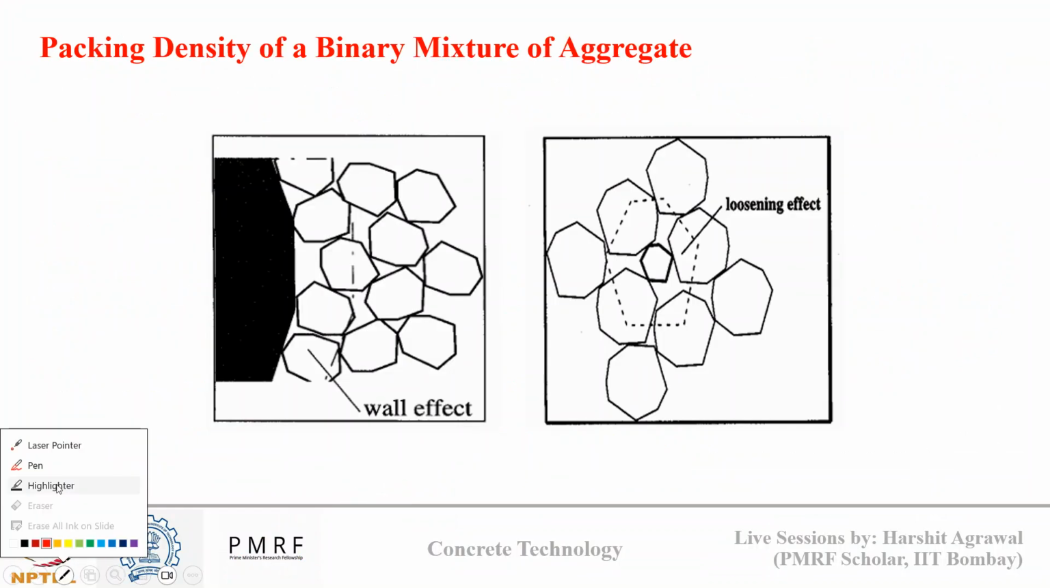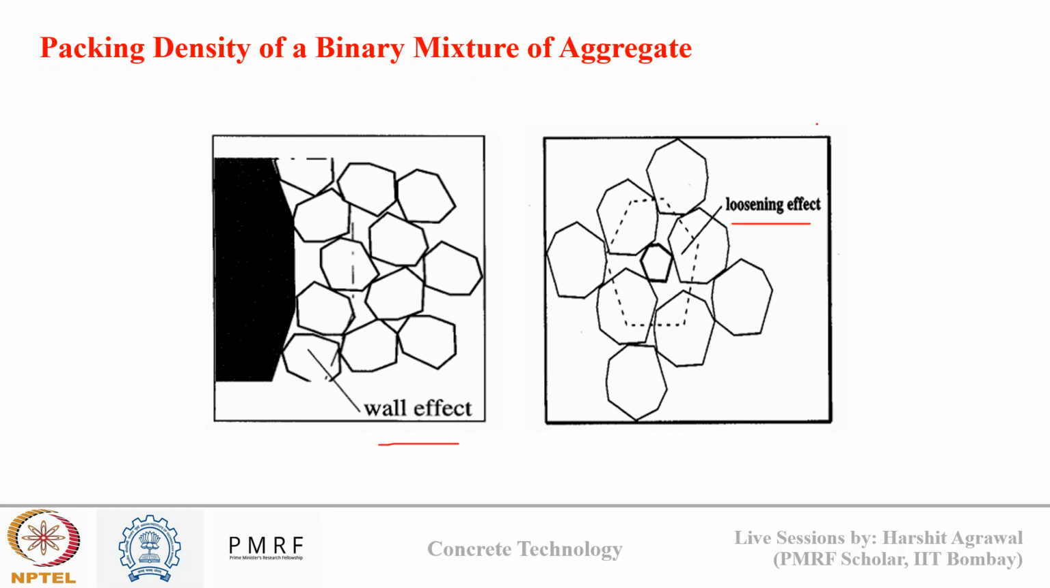Now, it is not that a multi-sized aggregate system will always give you maximum packing. There are two negative effects of a multi-sized aggregate system. One is known as the loosening effect and the other is known as the wall effect. So what is the loosening effect? The loosening effect occurs when small particles are added into a mixture of large particles, but the size of the small particles is not small enough to fill the voids between the large particles.